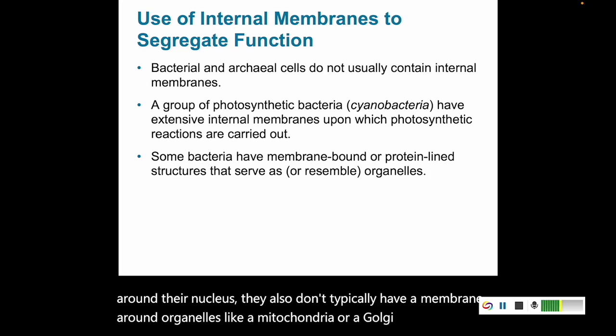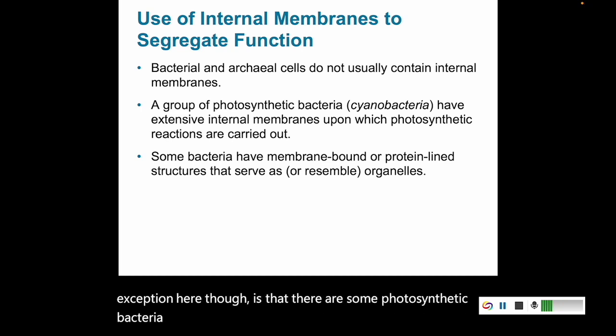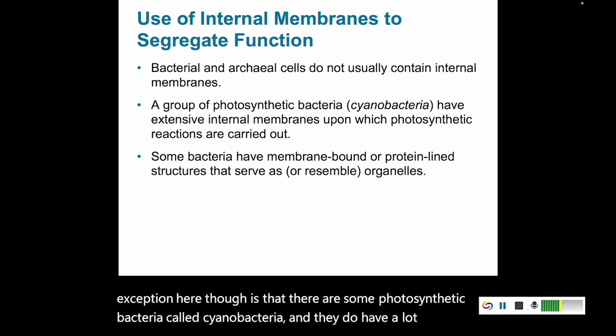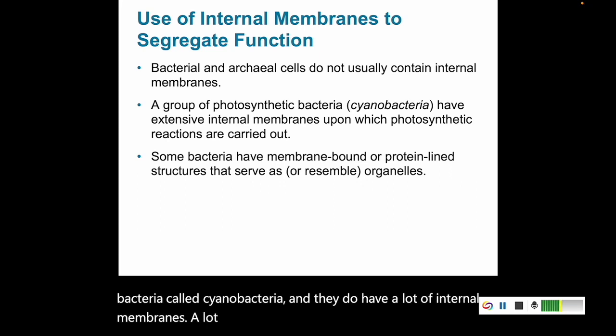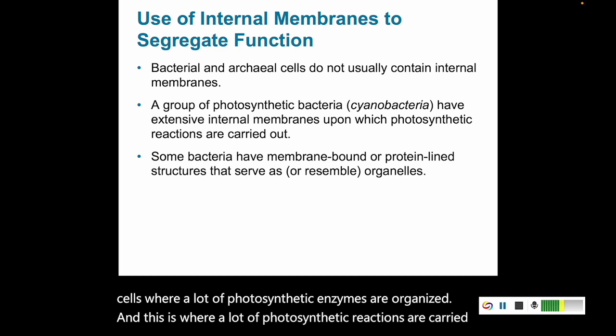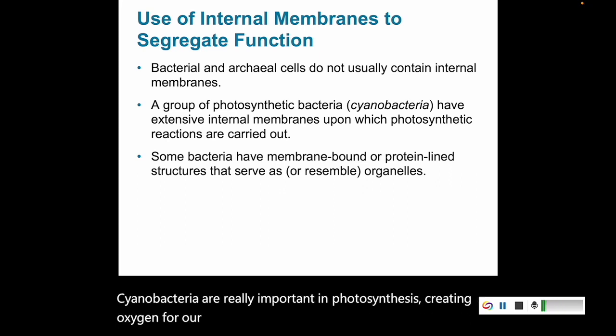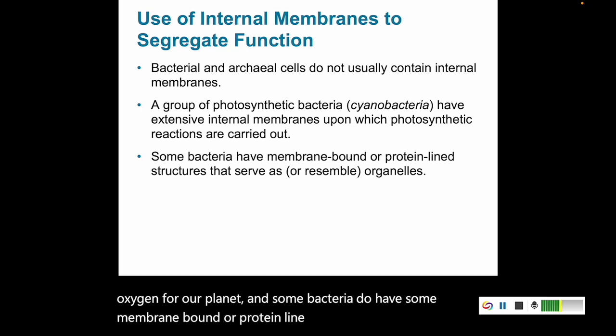One exception here, though, is that there are some photosynthetic bacteria called cyanobacteria, and they do have a lot of internal membranes, extensive folded membranes inside of their cells, where a lot of photosynthetic enzymes are organized. And this is where a lot of photosynthetic reactions are carried out. Cyanobacteria are really important in photosynthesis, creating oxygen for our planet. And some bacteria do have some membrane-bound or protein-lined structures that kind of resemble organelles.